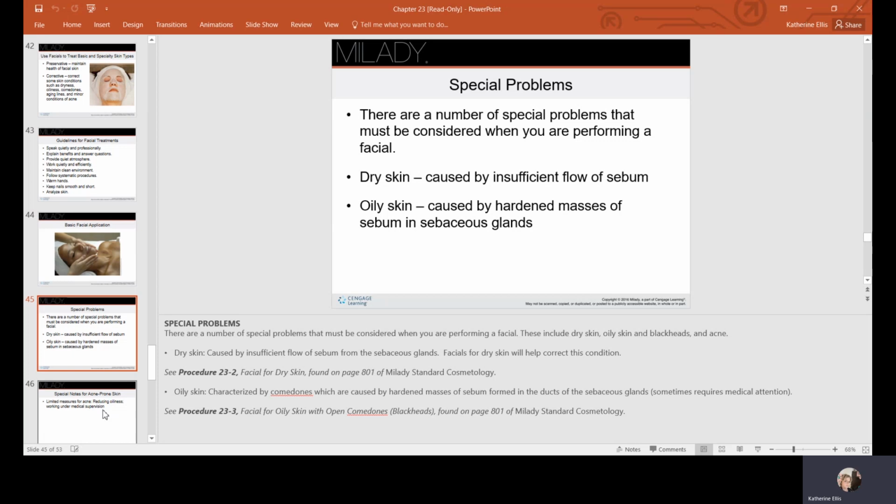So some special problems: there are a number of special problems that must be considered when you're performing a facial. Dry skin is an insufficient flow of sebum. We don't have enough. And then oily skin is caused by hardened masses of sebum in the sebaceous glands. So we need to treat those per the condition. We don't want to use overly emollient products on oily skin, and we don't want to use things that may be more stripping or detergent or surfactant based on drier skin. So you need to make sure that you're choosing the appropriate product.